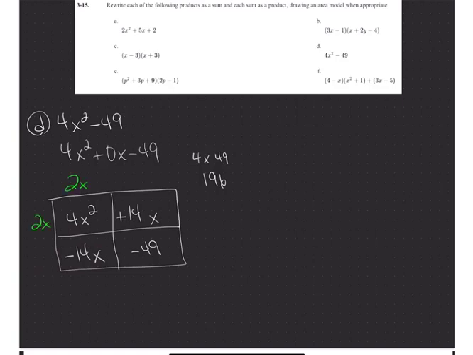Right? And then 2x times what's going to give me a negative 14x, negative 7. Right? 2x times what is going to get me to a positive 14x? That's going to be a positive 7. Right? And then just to double check, 7 times negative 7 is going to give me a negative 49. So I can write this as 2x plus 7, 2x minus 7. Nice. All right.